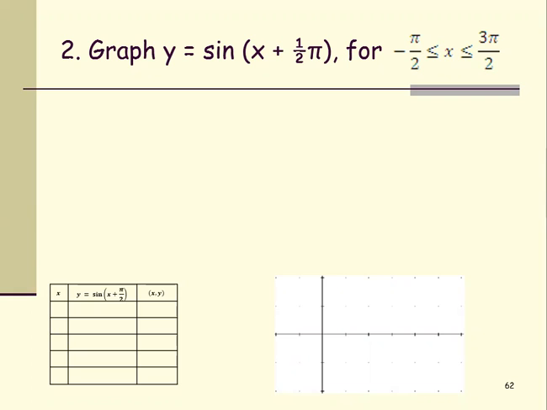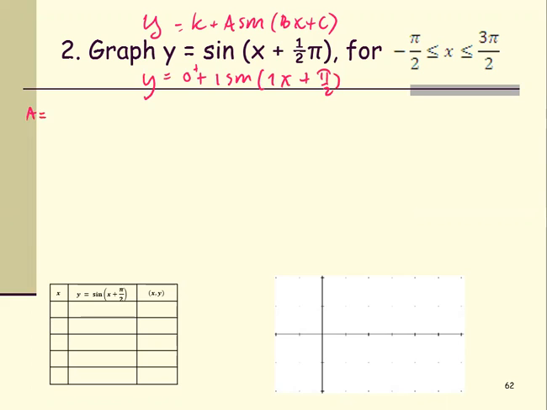Consider the pattern y equals k plus a times sine of (bx plus c). We can see that nothing is added to the sine function, so that means our k is 0. That means 0 plus 1 times sine of (1x plus pi over 2). And then we're going to make a list on the side here.